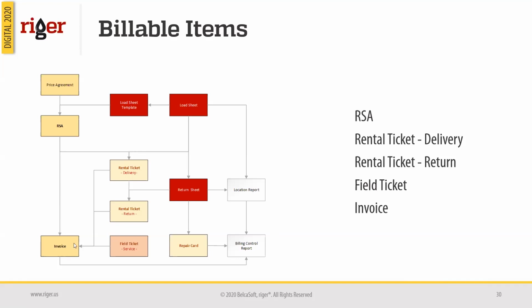And definitely, the final invoice can show us what we have. To be sure that we invoiced everything properly, we have a billing control report which will show us what was invoiced and what should be invoiced. So kind of an extra control here.